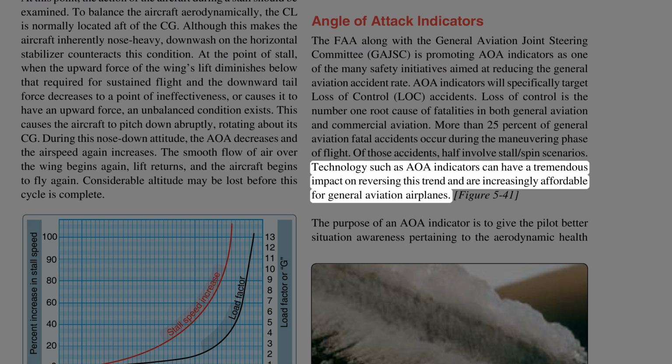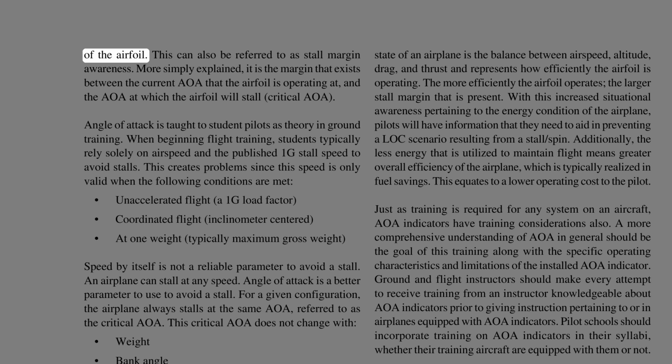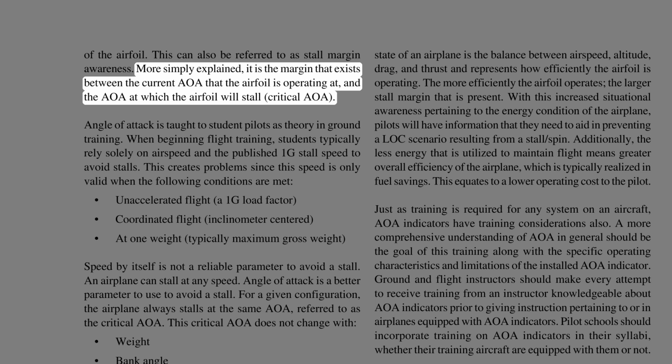Technology such as AOA indicators can have a tremendous impact on reversing this trend and are increasingly affordable for general aviation airplanes. The purpose of an AOA indicator is to give the pilot better situation awareness pertaining to the aerodynamic health of the airfoil. This can also be referred to as stall margin awareness. More simply explained, it is the margin that exists between the current AOA that the airfoil is operating at and the AOA at which the airfoil will stall, the critical AOA.